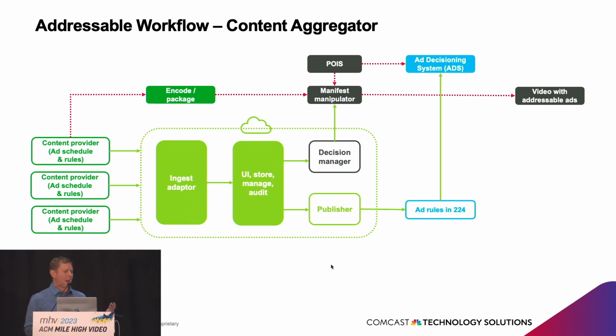And then with the content aggregator, it's a similar workflow, just coming from the opposite side, where they are taking in multiple content providers' data and ad schedules and ad rules, using something again like LRM to normalize the data into SCUDdy 224, and then making those decisions to determine which ads are addressable and which ads are not. So this is in production at Comcast today, as well as Charter, as far as how we are basically implementing addressable within this using this workflow.